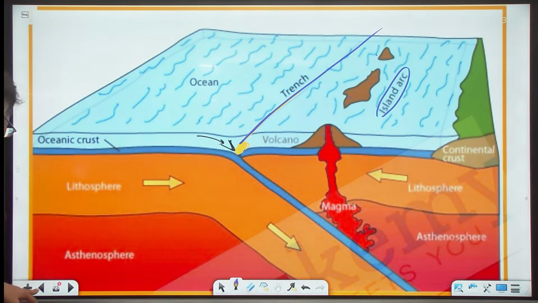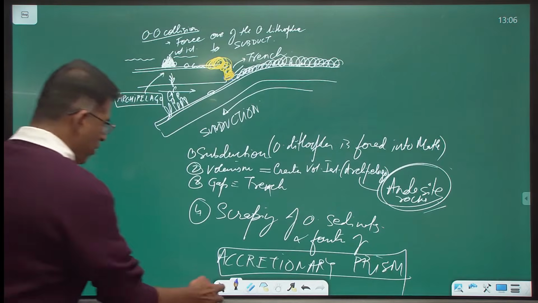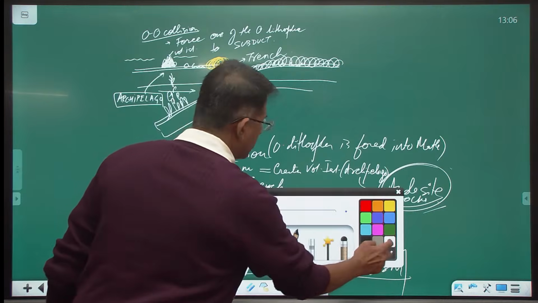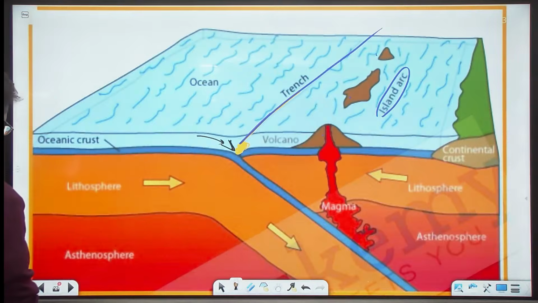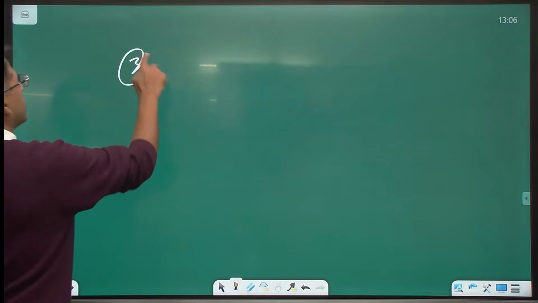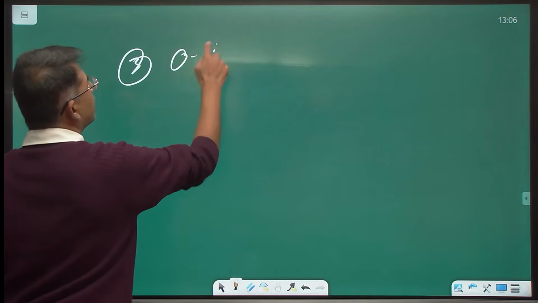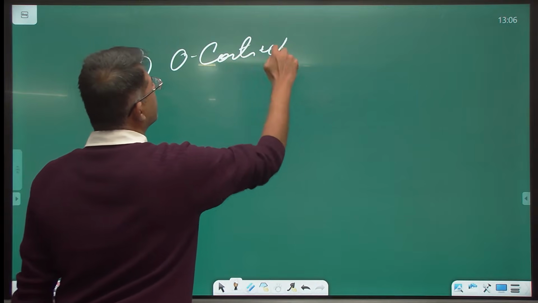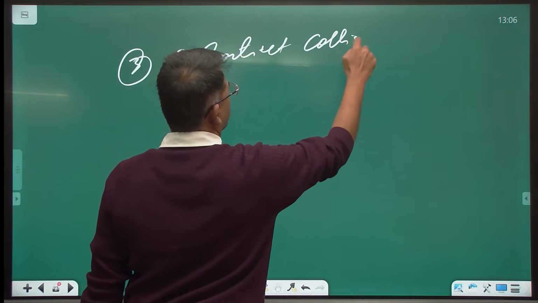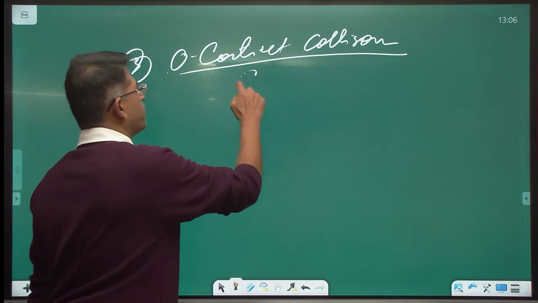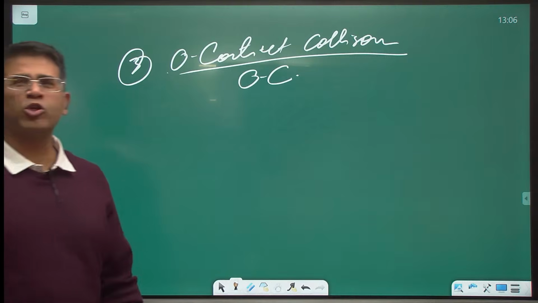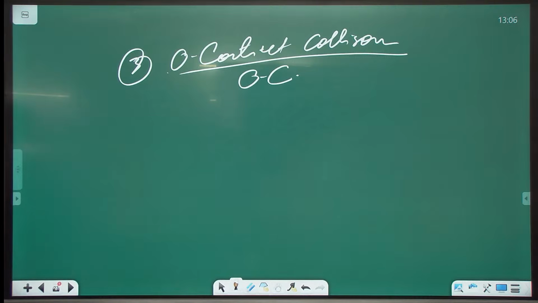Okay, so that's one. So I was discussing the second type of interaction. We have called this the ocean collision. Now we come to the third one, which is the ocean-continent collision. OC collision. One lithosphere is ocean, the other lithosphere is continent. The ocean-continent collision.